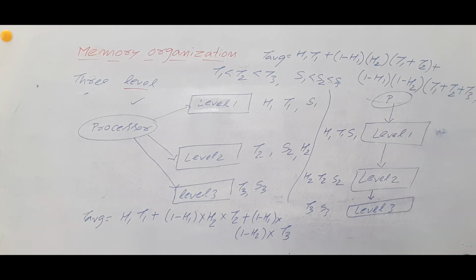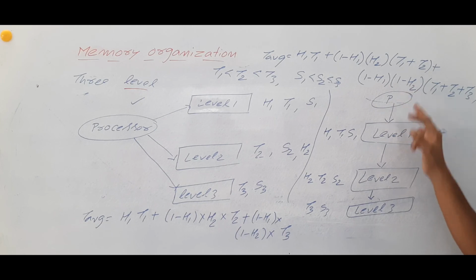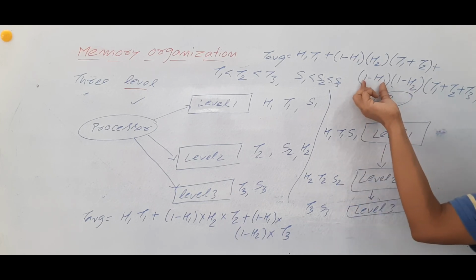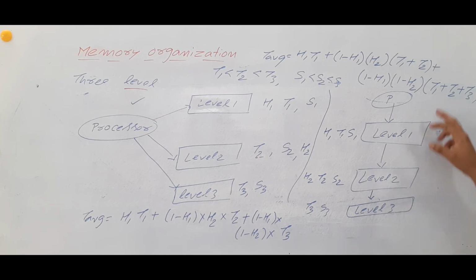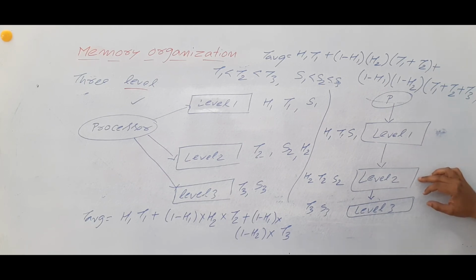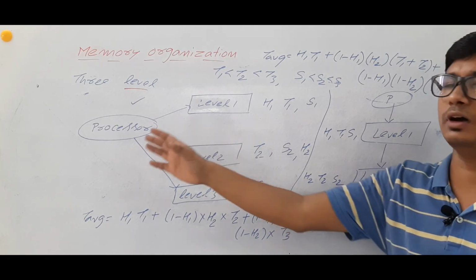Because if it is not available in level 1 and level 2, you will have 1 minus the hit ratio of level 1 and 1 minus the hit ratio of level 2. Or I can say the miss ratio of level 1 and the miss ratio of level 2, into the total time, because you are searching here T1 and you found that it is not available, and you again searched in level 2, you found that it is not available, then you are searching here. For searching that information, it will take time T3. So that's why it is T1 plus T2 plus T3. So that is the difference between the organizations.